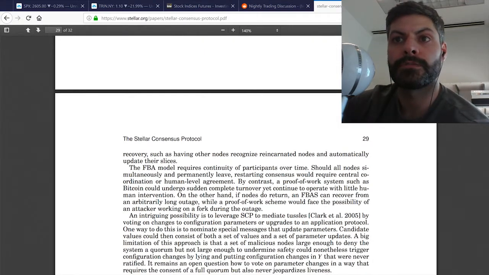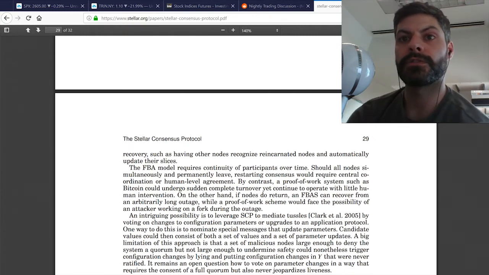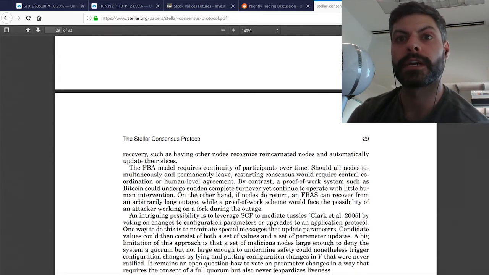By contrast, a proof-of-work system such as Bitcoin could undergo sudden complete turnover yet continue to operate with little human intervention. On the other hand, if nodes do return, an FBAS can recover from an arbitrarily long outage, while a proof-of-work scheme would face the possibility of an attacker working on a fork during the outage.